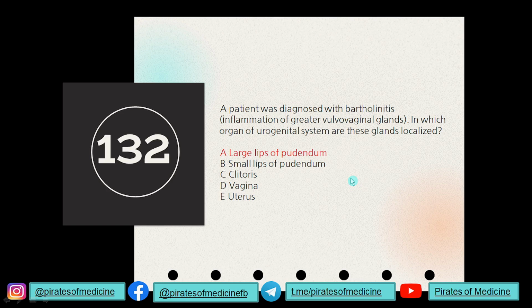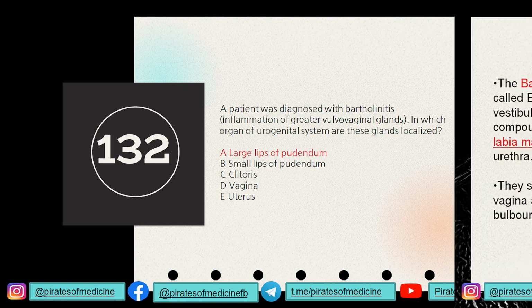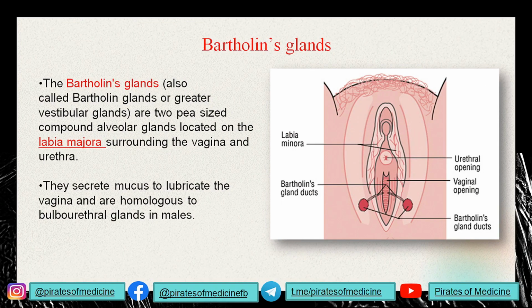132. A patient was diagnosed with Bartholinitis, inflammation of the greater vulvovaginal glands. In which organ of the urogenital system are these glands localized? So we did this question before. Bartholin glands are the vestibular glands or greater vestibular glands, which are 2 pea-sized glands located in the labia majora. These are the Bartholin glands present over here. They are located in the labia majora, and they surround the vagina, and they secrete mucus to lubricate the vagina, and they are homologous to the bulbourethral glands in the males.